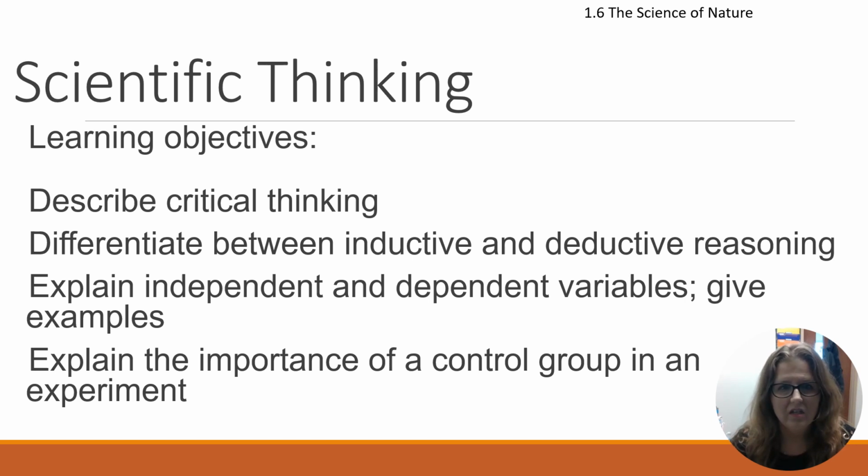All right, so I'm going to discuss scientific thinking, which is section 1.6, the science of nature, from the textbook. Our objectives for this section are to describe critical thinking, differentiate between inductive and deductive reasoning, explain the independent and dependent variables and give examples of them, as well as explain the importance of a control group in an experiment.